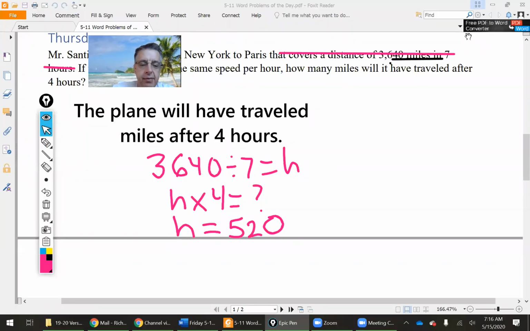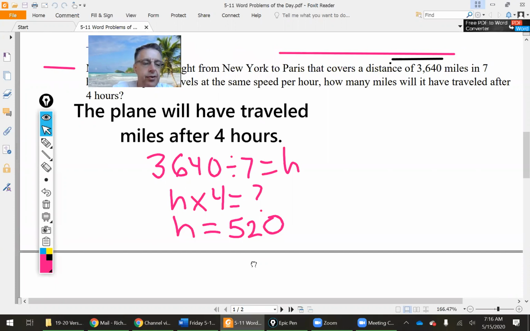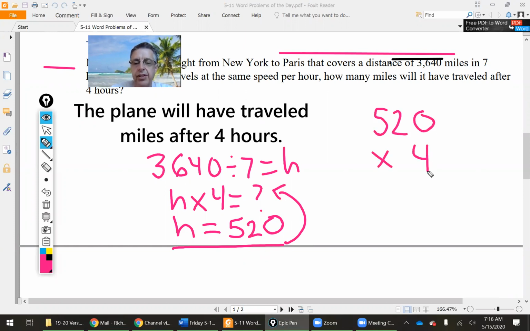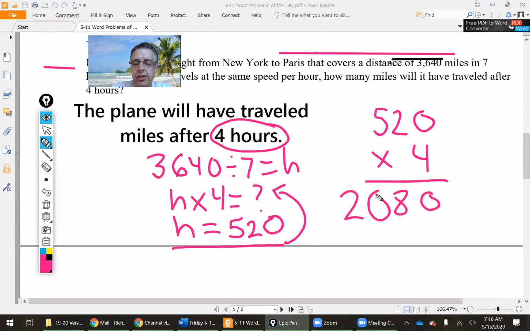Okay, boys and girls, down here I marked that H equals 520, and the next step is to multiply H by 4 in order to get my question mark. So I'm going to multiply 520 times 4, because that's the number of hours that the plane traveled. So 520 times 4 is 0, 8, and 20. So now I have 2,080 miles. So I now know that the plane traveled 2,080 miles after 4 hours.